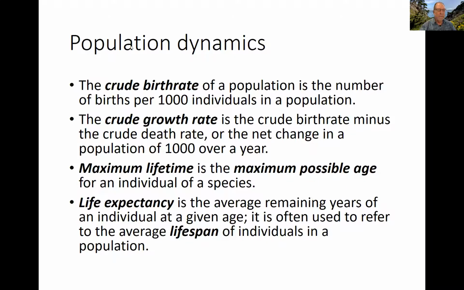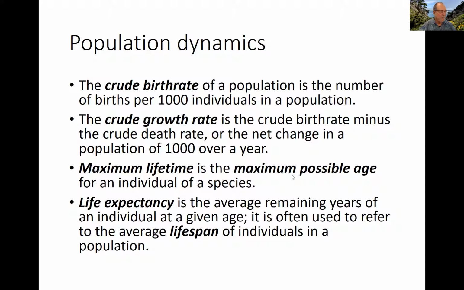Well, when we talk about populations, there are certain terms which allow us to understand the dynamics of population, the way in which different factors affect how populations grow over time. Some of these parameters include the crude birth rate, which is the number of births per 1,000 individuals in a population. And then the crude growth rate is the crude birth rate minus the crude death rate. In other words, the crude birth rate is the number of births per 1,000 individuals, and the crude death rate is the number of deaths per 1,000 individuals. So if you subtract deaths from births, you get the growth rate.